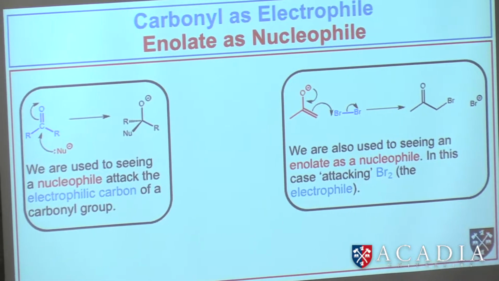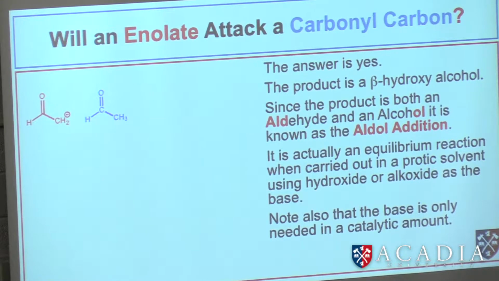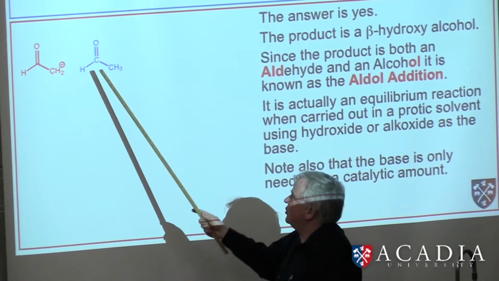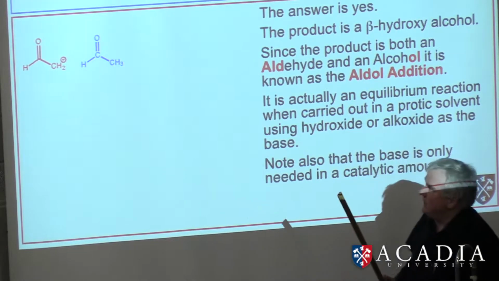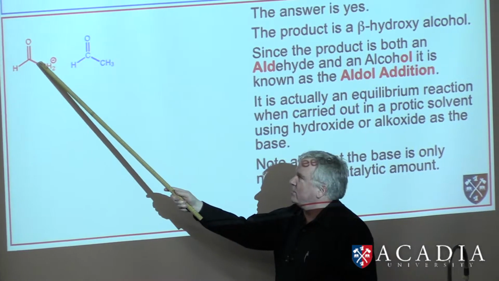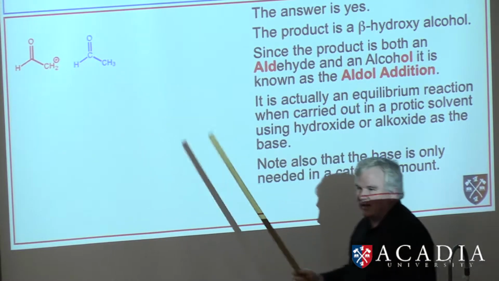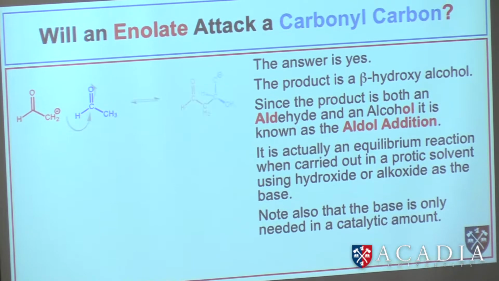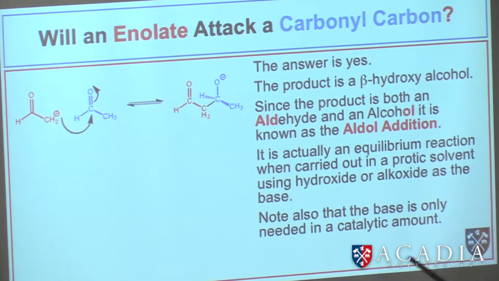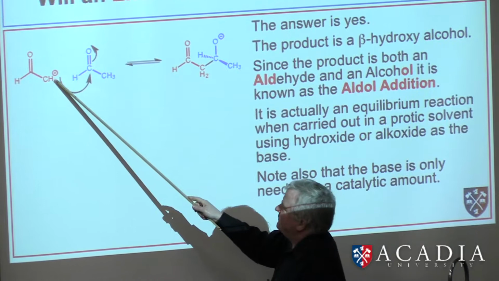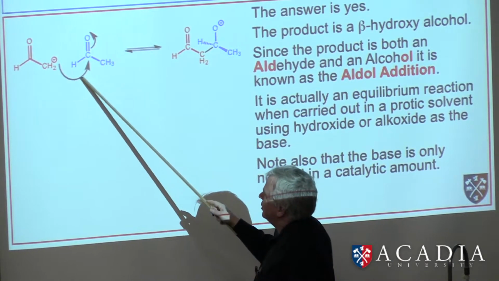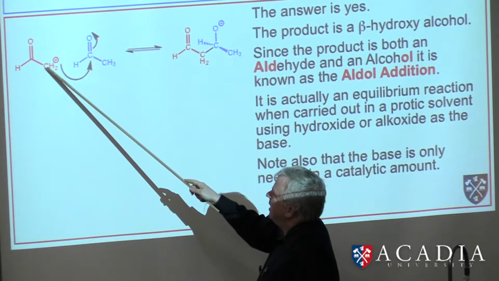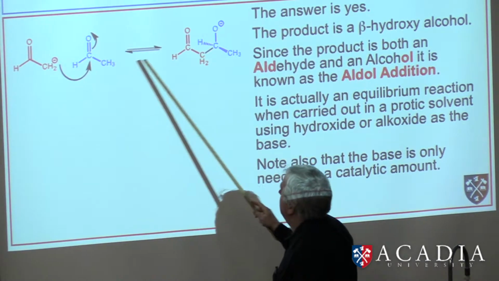Well, will an enolate attack a carbonyl compound? We can make a nucleophile, and they're also good electrophiles. So can we make this nucleophile react with this as an electrophile? And the answer is yes, we can. We can push our arrows, and our pair of electrons will reorganize and attack the electrophile, and we get formation of a bond between this carbon and this carbon.